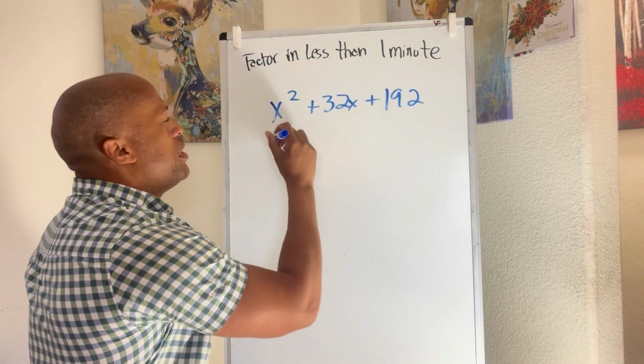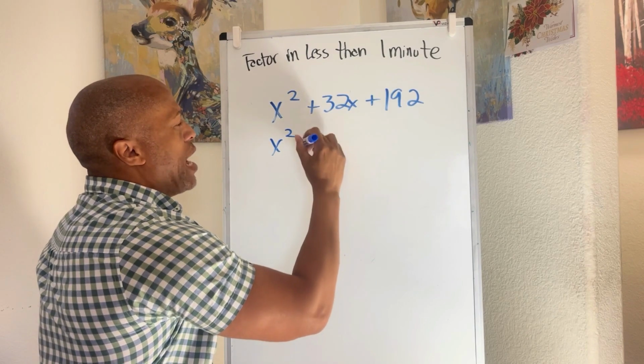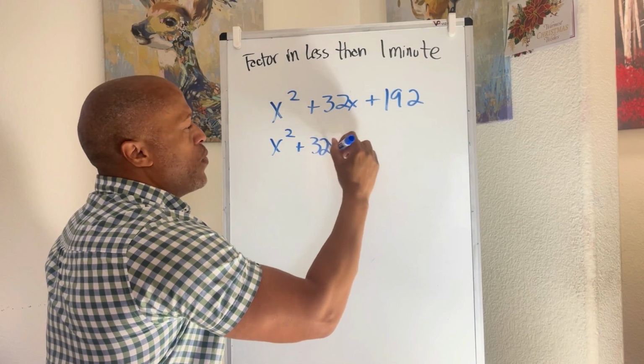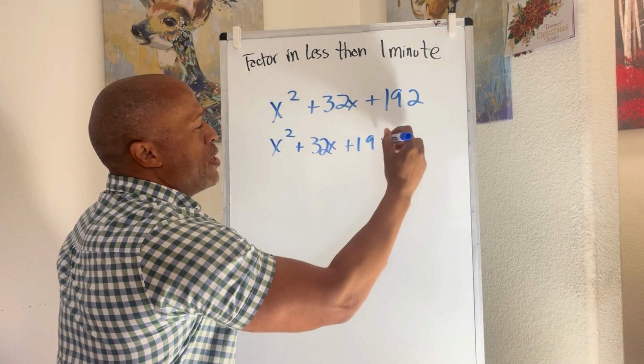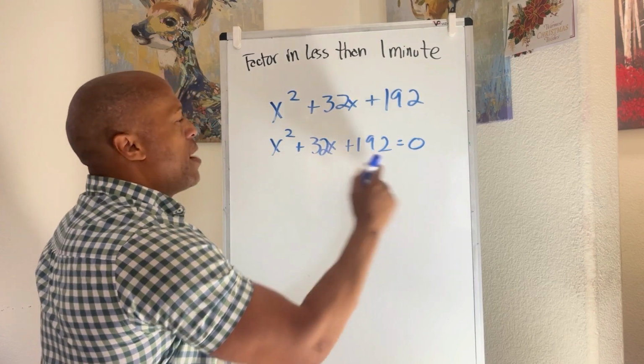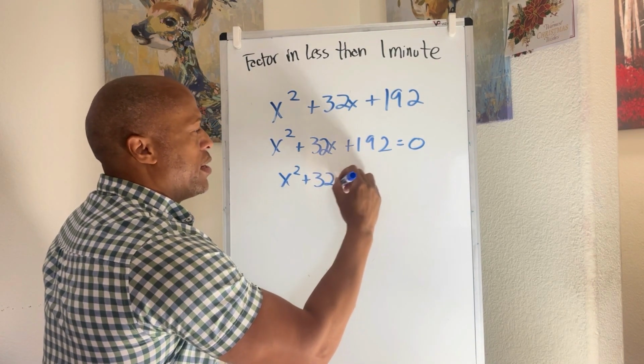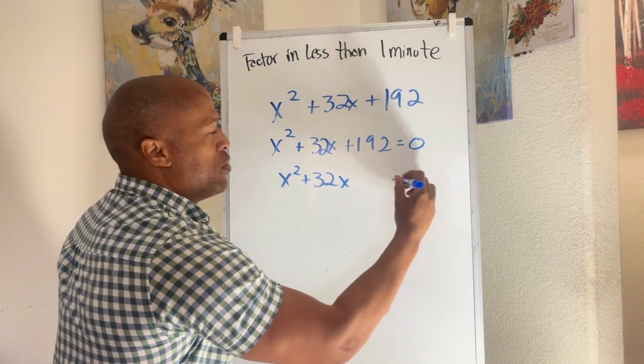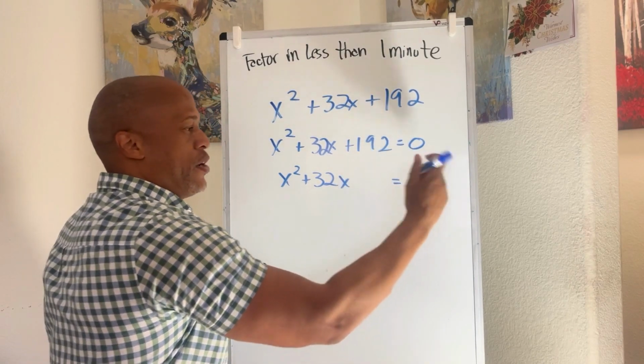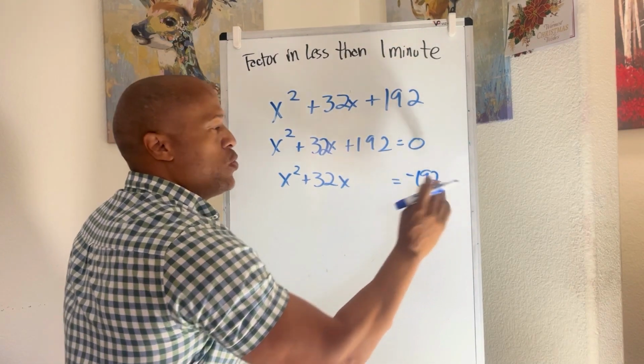But if you use complete the square here, what I would do is first set it equal to 0. If I want to find my roots, it needs to be set equal to 0 anyway. So I'm going to set it equal to 0. Now I'm going to think, what would I do if I had to complete the square? I have the x squared plus 32x, and I'll move this to the other side. I do that by using opposites. Here it's positive, here it's negative. So I have negative 192 on that side.